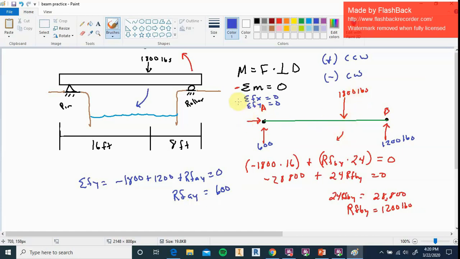Now we're looking at the sum of the forces in x. Well, I only have one force in x, and if I only have one force in x, and the sum of the forces in x has to equal 0, then I know that this guy equals 0. There is no force in x with this particular setup.